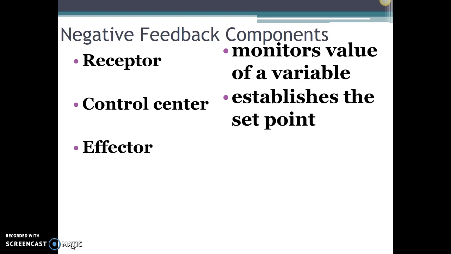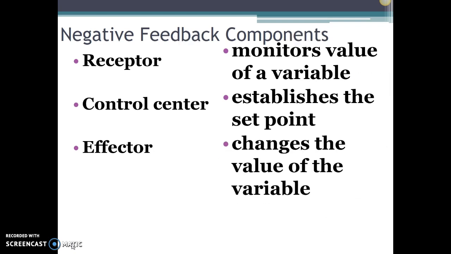An effector is something which effects the change. So when I get too hot, I will start sweating. My sweat glands are effectors. They change the value of the variable. When I sweat, the sweat evaporates. Evaporation is a cooling process.